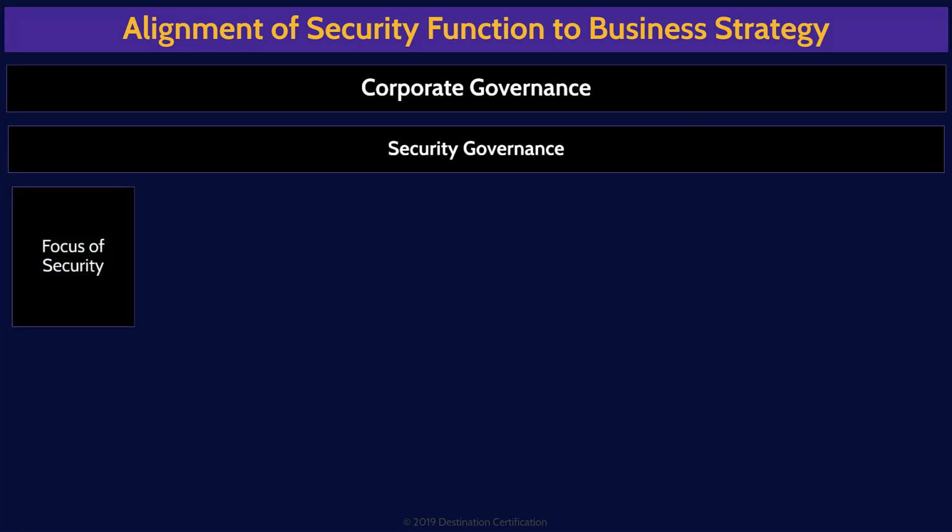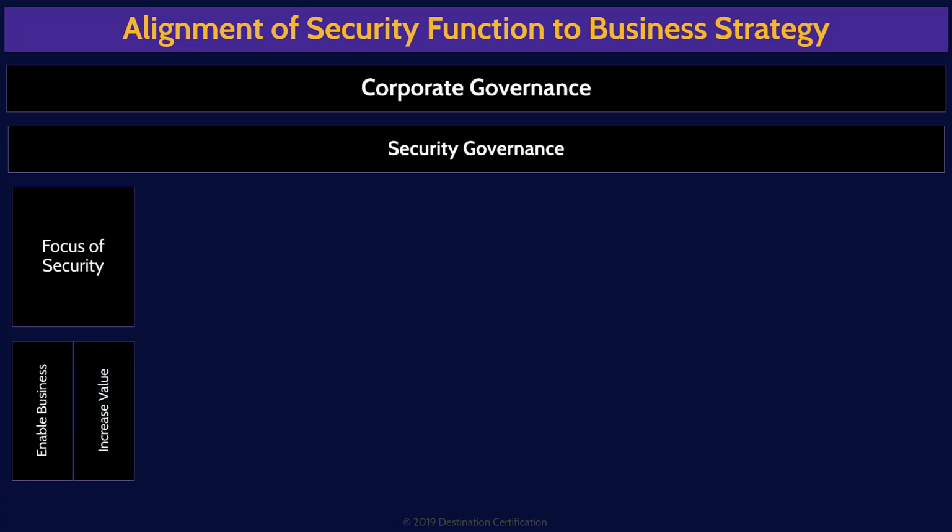So let's first think about what's the focus of security. What should security be most focused on? The focus of security is to enable the business to achieve its goals and objectives, essentially for security to be an enabler to the business. And so the two main things that security should focus on most is how can it enable the business, and if security is able to effectively enable the business, then the business can create more value for its shareholders and increase the overall value of the organization.